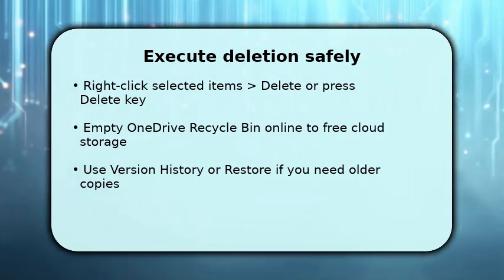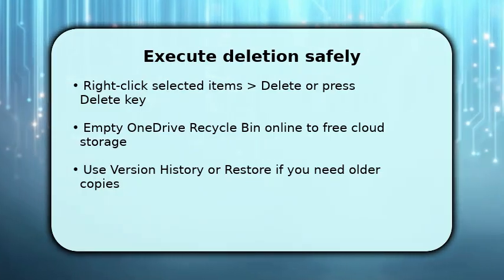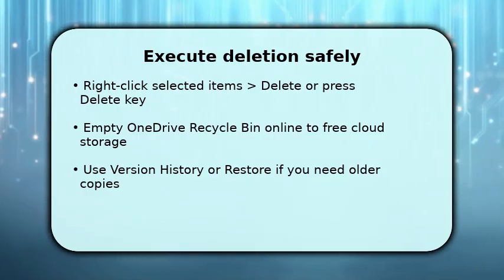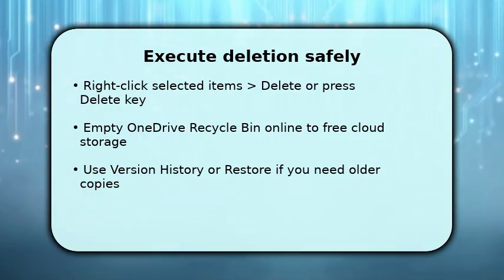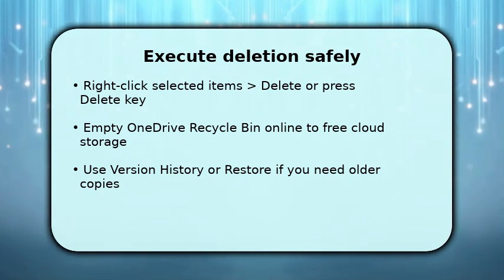If you're unsure about losing a version, use version history before deleting to save a copy. Once done, resume syncing and let OneDrive update the changes across devices so everything stays consistent. Finish by deciding whether to keep local copies.